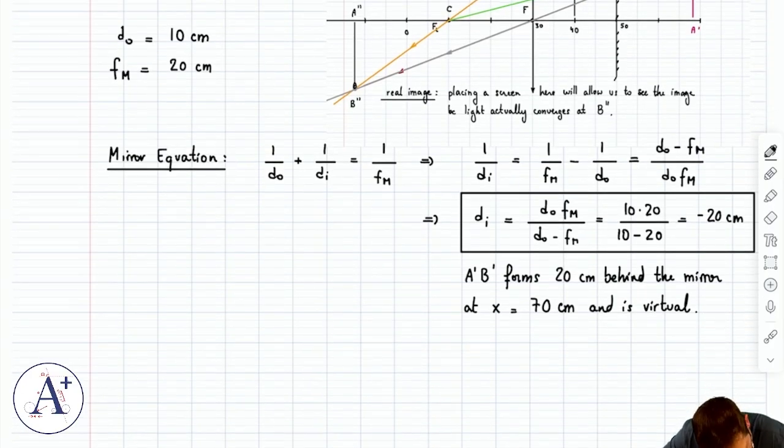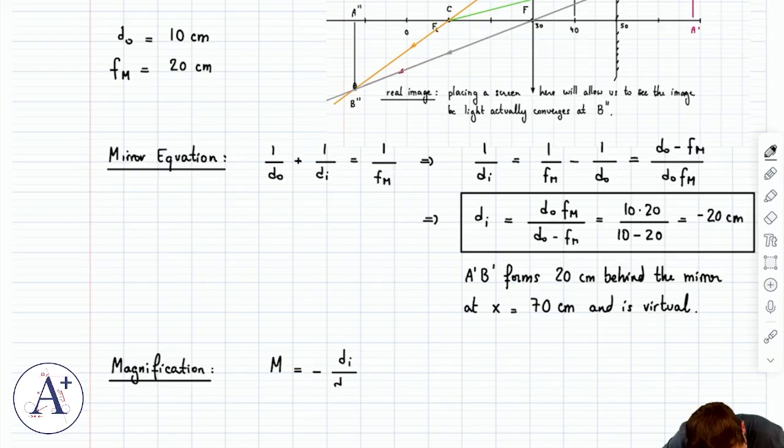While we're at it, and this is just for later convenience, let's find the magnification. The magnification, capital M, is equal to, well, we said it's minus d image over d object. So that's going to be minus minus 20 over d object, which is 10.